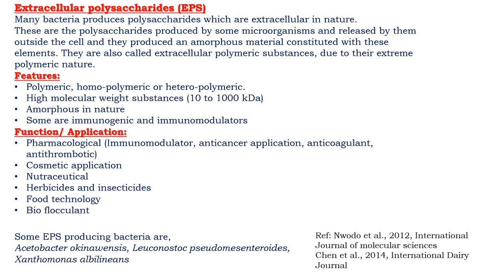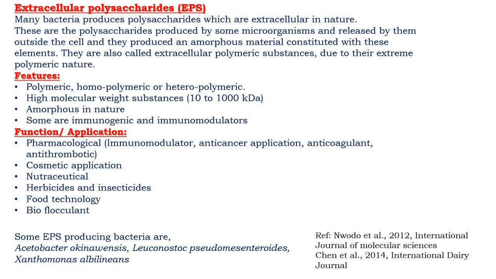And most importantly, they may be immunogenic or immunomodulators. What does immunogenic mean? Immunogenic means a substance which is able to instigate an immune reaction or the immune system of an organism. So the immunogenic nature of the EPS leads to their application in different pharmaceutical industries.